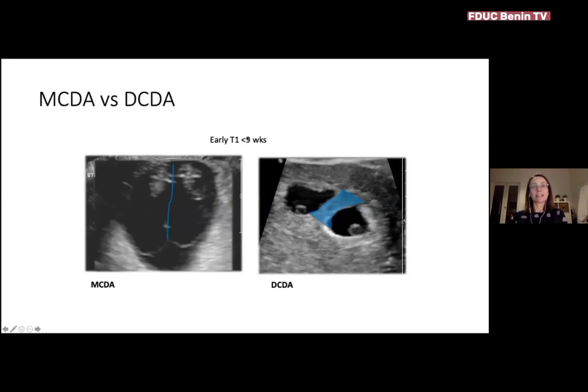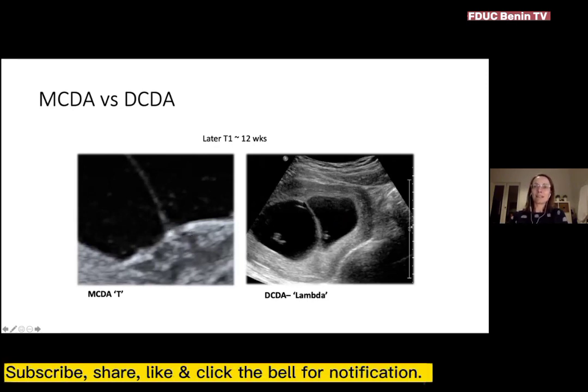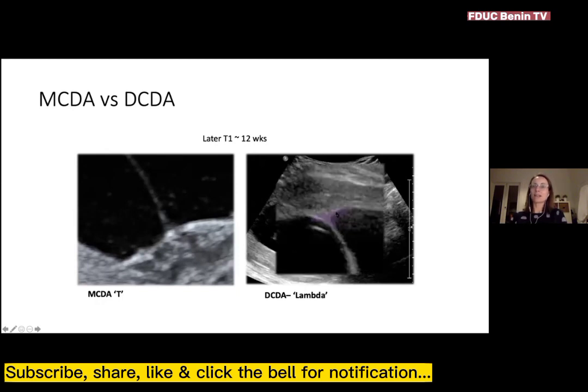So at less than 9 weeks, the monochorionic twin pregnancy has a very thin membrane just consisting of the 2 amnions. The dichorionic pregnancy has the very thick membrane consisting of the 2 chorions and the 2 amnions. Whereas at around 12 weeks and onwards, the monochorionic twin pregnancy forms this T sign with no chorion in between the membranes. And the DCDA twin pregnancy has this lambda sign, which if we highlight it here, has the chorionic tissue extending down between the membrane.